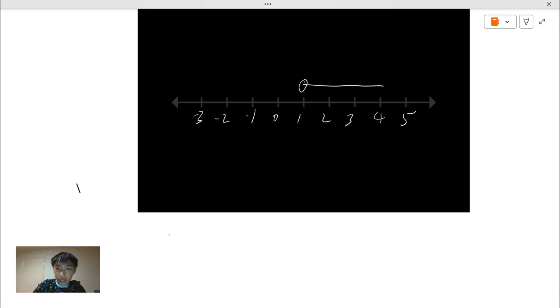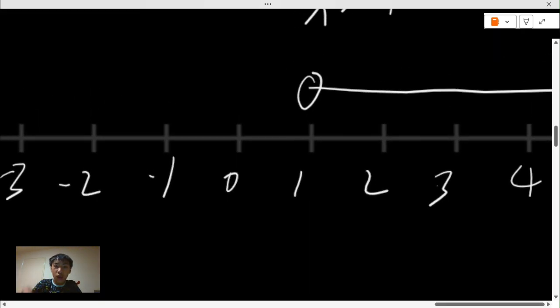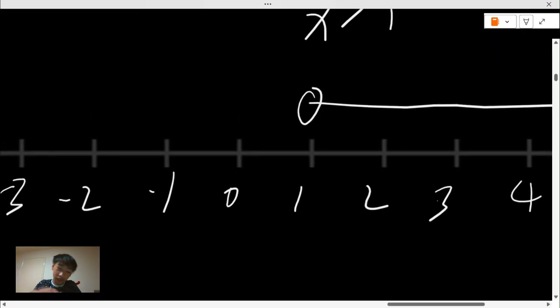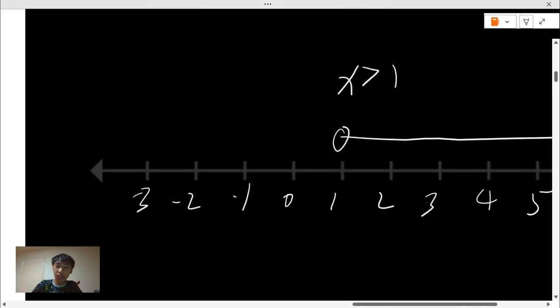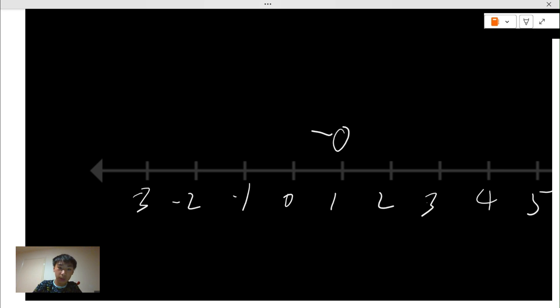This just shows that x is greater than 1. Anything that goes right of something means greater than. And the open circle denotes that it does not include the number 1. So watch out, keep remembering that. And the opposite of that goes this way, if x is less than 1.